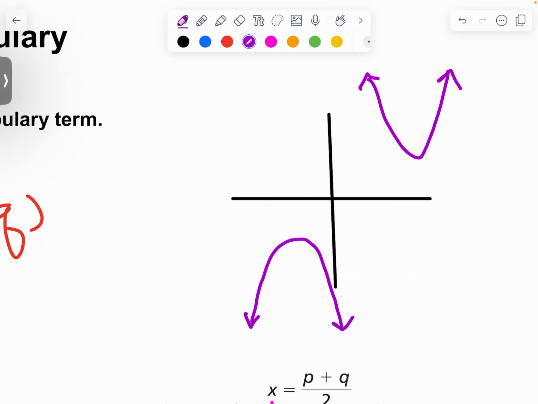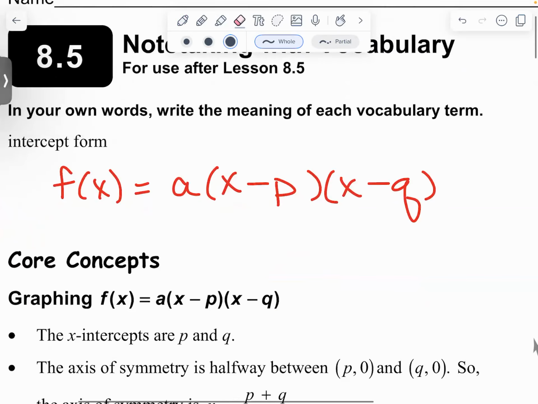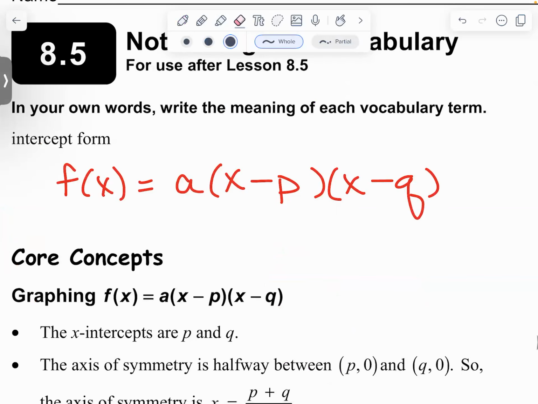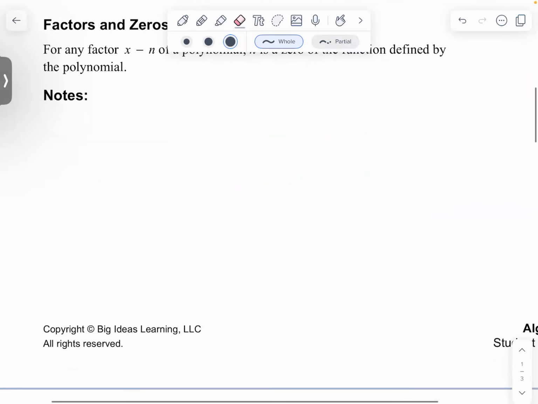If we did, you would not be able to write it in intercept form. So we would not run into that in this form. Now we could run into that in our other two forms. And we probably have that on number 10 on your homework, but we can only do this if there are actually x-intercepts, okay? All right, so let's come down here.